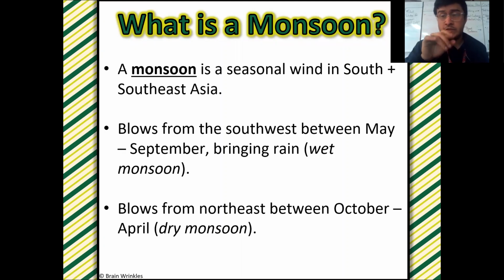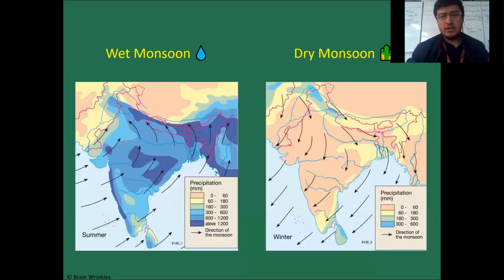Now, an important distinction you need to know is that a monsoon is not a storm. It is not a storm. A monsoon is that seasonal wind that tends to bring with it a lot of storms and rainfall, almost like a culmination or a cause of storms in a lot of areas of South Asia.